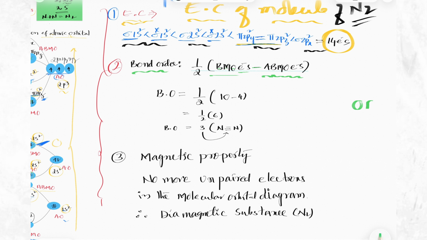Bonding means down, anti-bonding means up. So this is the difference. Bonding minus anti-bonding will give the bond order. We can see here, the bond order is equal to half into the number of bonding minus anti-bonding electrons.